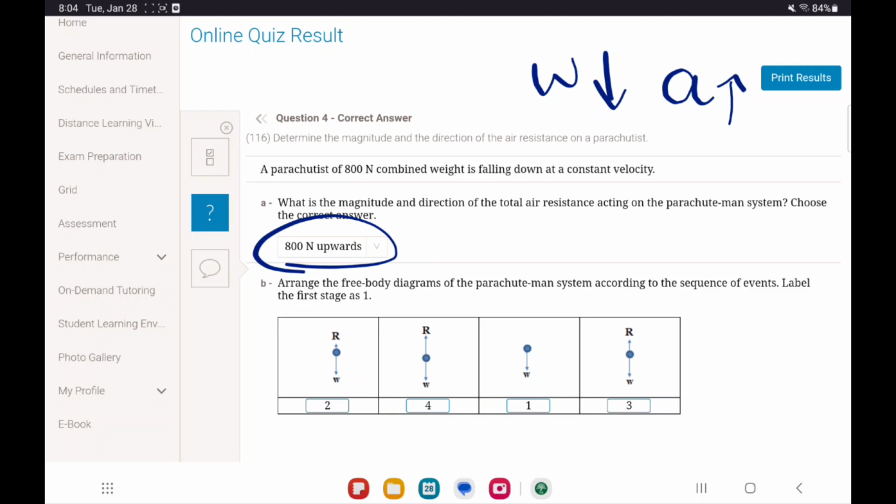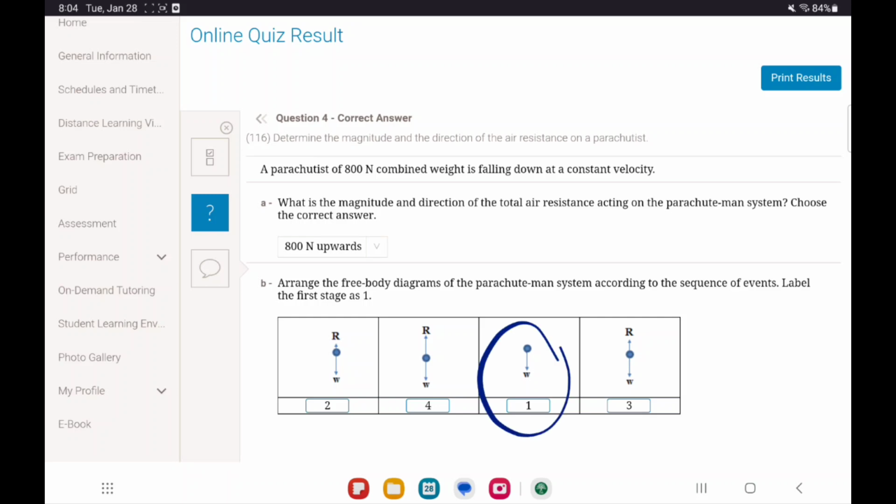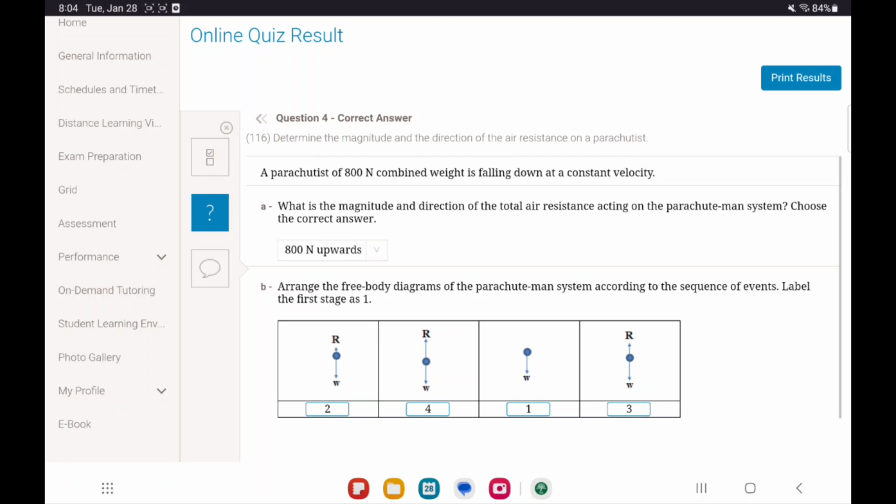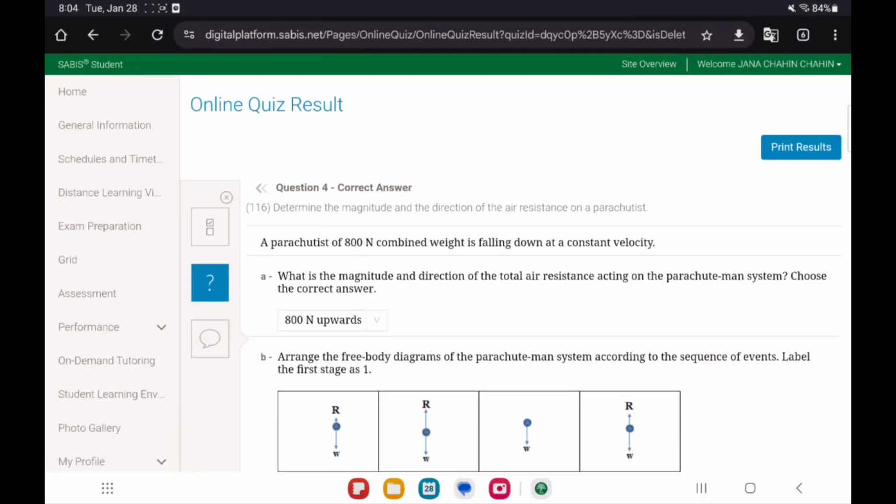Now, this is kind of like the diagram I explained terminal velocity with to you, okay? So first, he falls off the plane, there's no air resistance, so this is the first one. And then air resistance slowly starts to go up, so this is small, and then this is a bit bigger, and this is way bigger, and it's equal to weight. Okay, so it goes 2, 3, and 4. That's it.